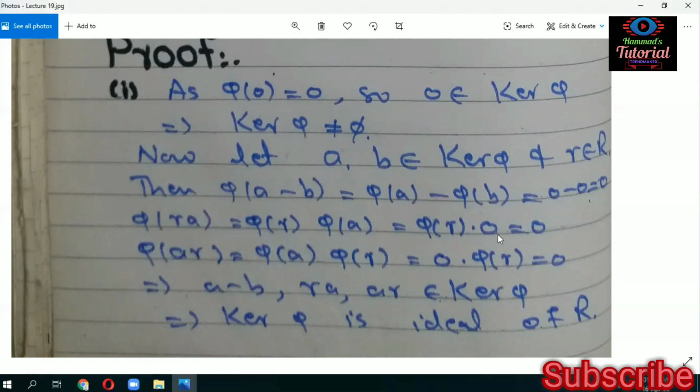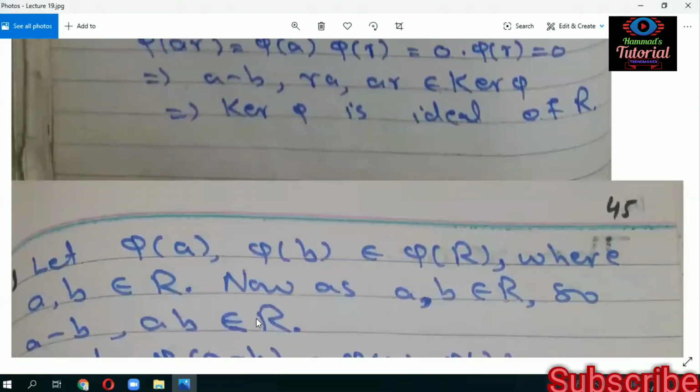Since phi of a is equal to 0 and phi of r is equal to 0, phi of ar means phi of a into phi of r, that is 0 into phi of r, which is again equal to 0. So it means for a and b belonging to kernel phi, a minus b belongs to kernel phi, and for a belonging to kernel phi and r belonging to R, ar and ra both belong to kernel phi. So it means kernel phi is an ideal of R.